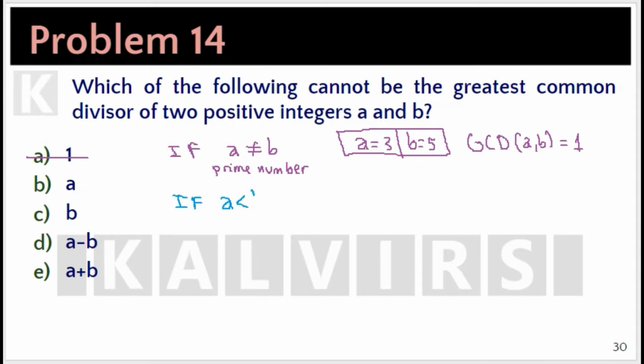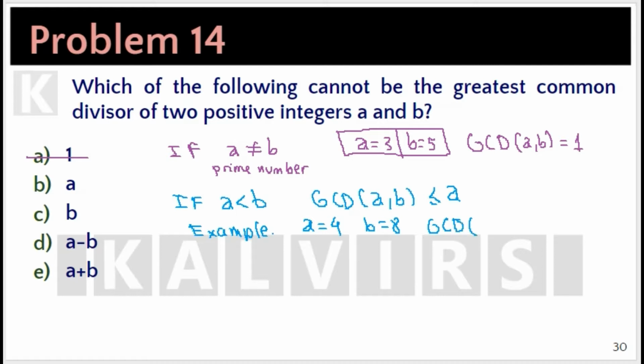Now, if A is less than B, then the greatest common divisor of A and B must be less than or equal to A. For instance, let A be 4 and B be 8. The greatest common divisor of 4 and 8 must be less than or equal to 4. In this case, the greatest common divisor is 4. It means that A is a possible greatest common divisor of A and B. Alternative B is eliminated. Now, alternative C is eliminated as well for the same reason.